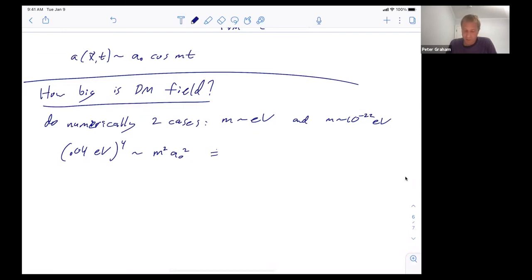Okay. So if you just calculate this, then you find that a is, of course, (0.04 eV)^2 over m. And then if you do it numerically for these two values I gave you, I found about a milli-eV if m was around 1 eV. I'll try to write that a little bit better. And I found around 10^19 eV, which is 10^10 GeV, if m was on the left edge, around 10^-22 eV.